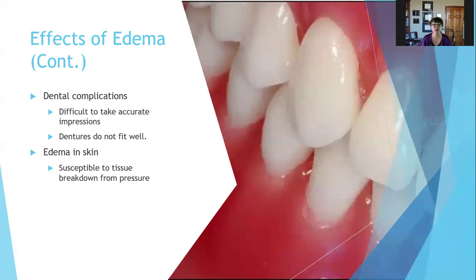You could also have dental complications. If you have gum edema and you wear dentures, they might not fit. So that could impair your daily living. The skin in an edematous area is more susceptible to tissue breakdown from pressure. So edema can have widespread effects and serious complications.